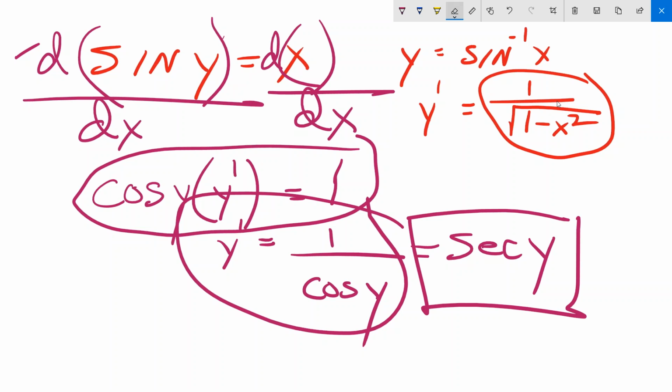Here, let me erase this. Let me erase pieces of it. That's the advantage of doing it this way.